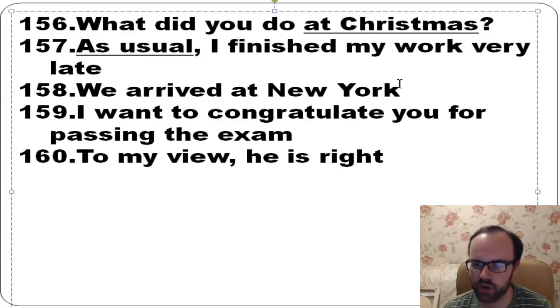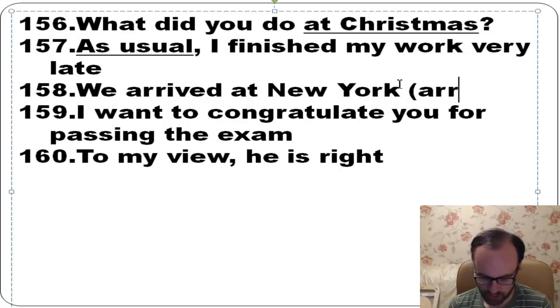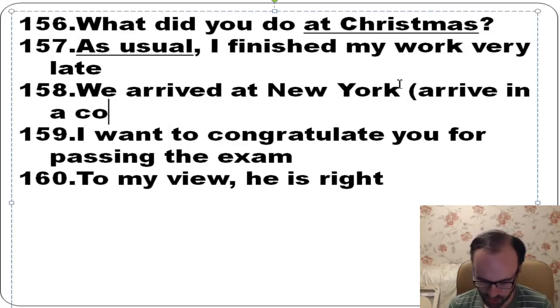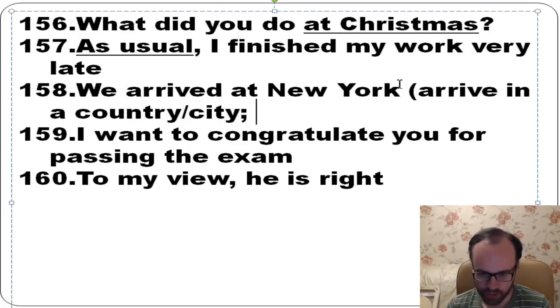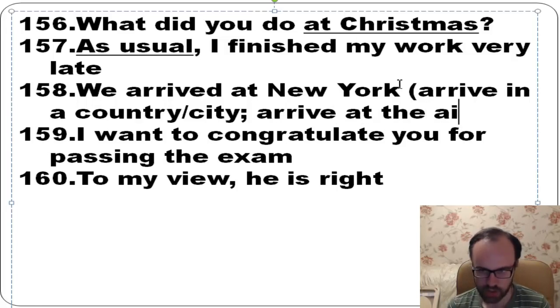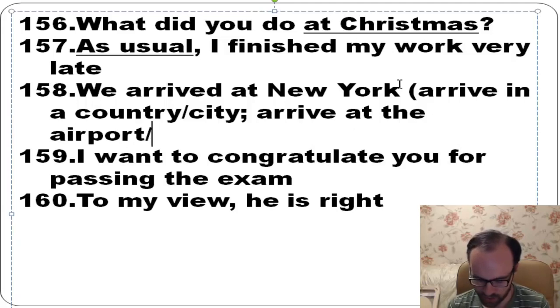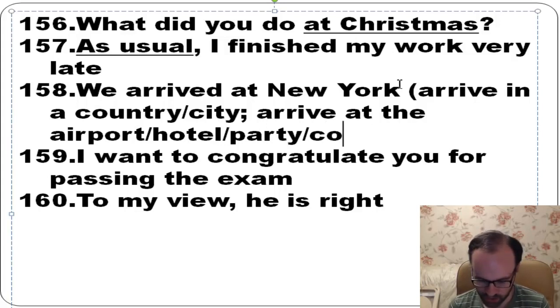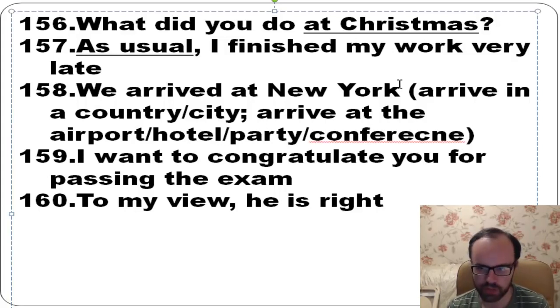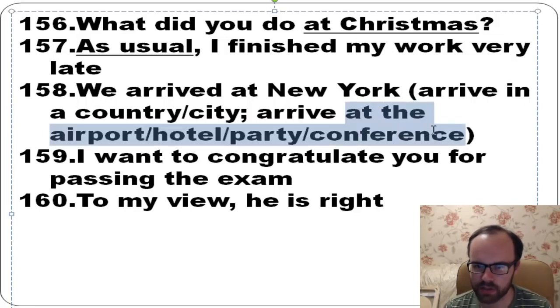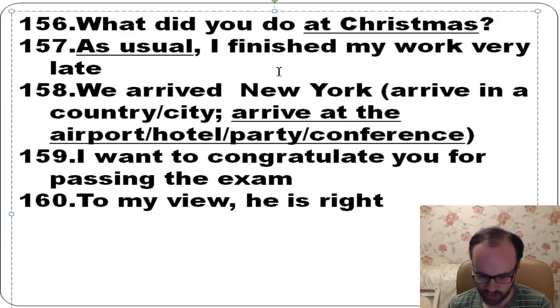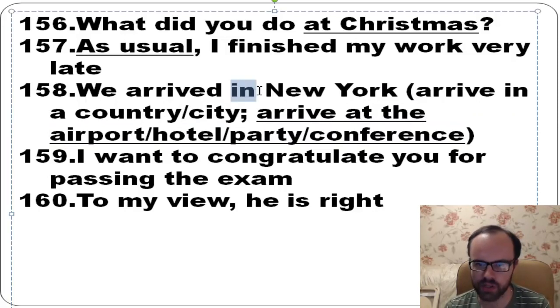"We arrived at New York." We talked about it: arrive in a country or city. But you need to remember this phrase: arrive at the airport, arrived at the hotel, arrived at the party, arrived at the conference. If it's a small place, not a country, not a city, you use arrive at. Please remember it. But we have a city, so we arrived in New York.